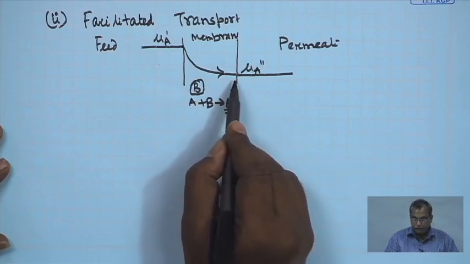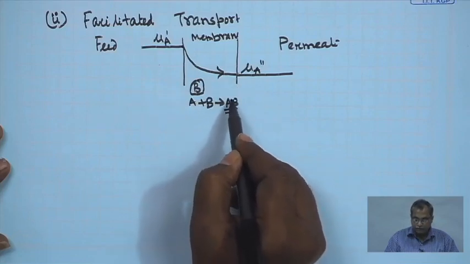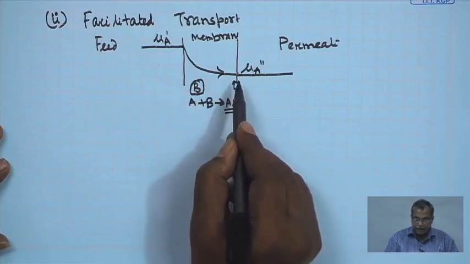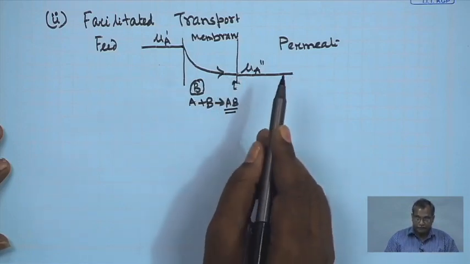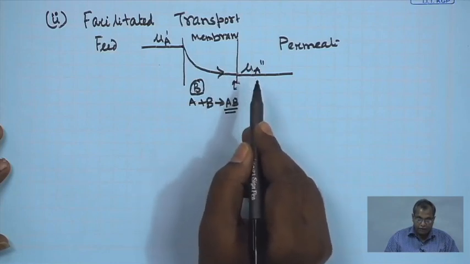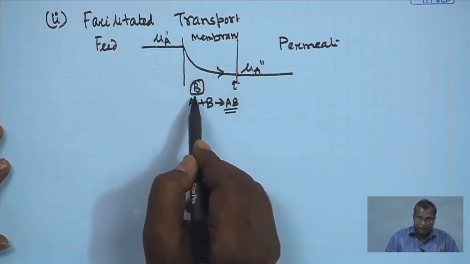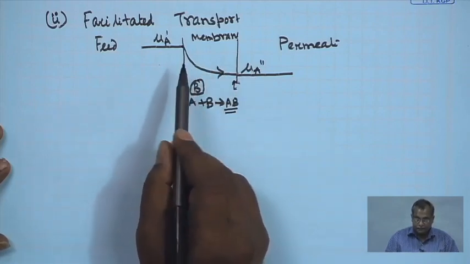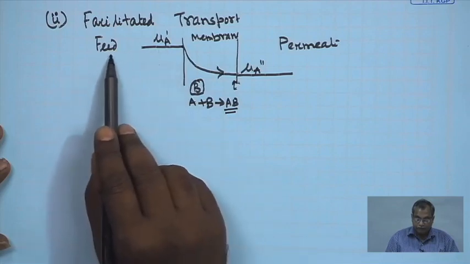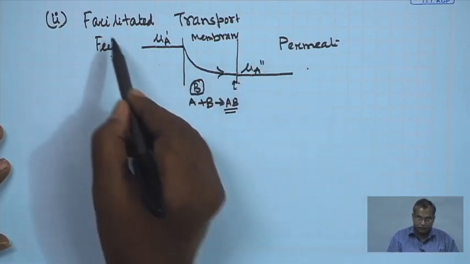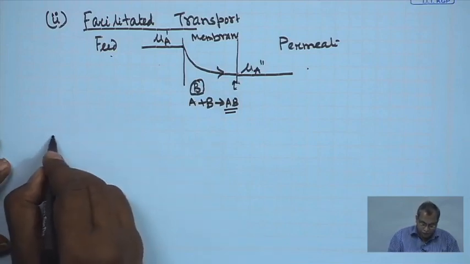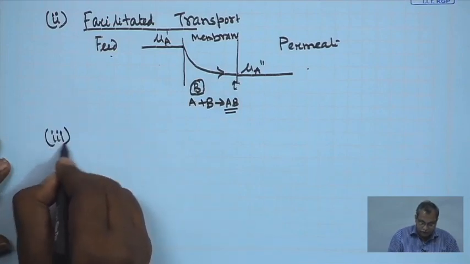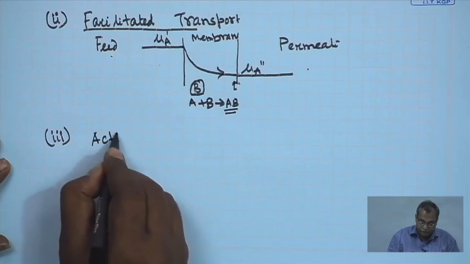Then it will be dissociated in this site, and A will be dissolving to the permeate site. So, in this case what is happening is that the agent B is facilitating transport of A from the feed site to the permeate site. Therefore, this process is called the facilitated transport. The third process is known as the active transport of species.